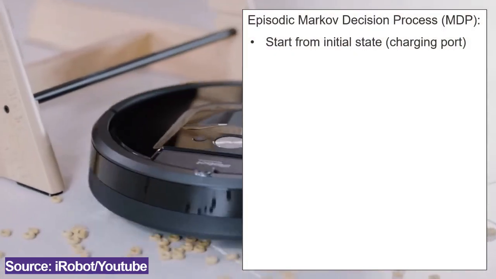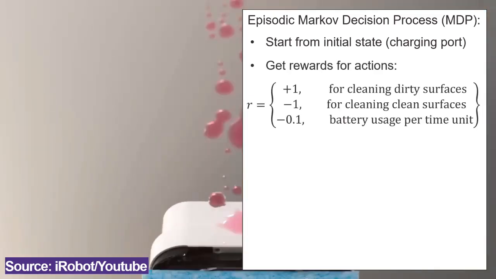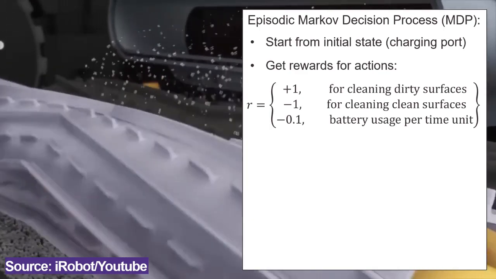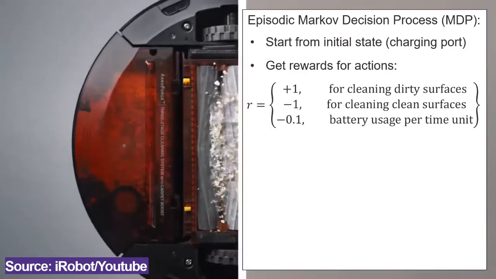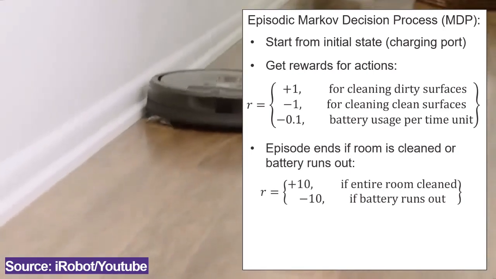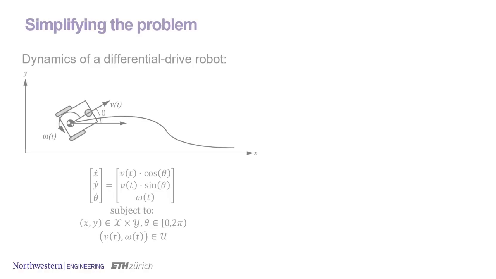From the initial state, the charging port, the robot gets positive rewards for cleaning dirty surfaces and negative rewards for recleaning previously cleaned surfaces. Additionally, a smaller negative reward can be used to penalize time or battery usage. The episode ends after the whole room is cleaned, which yields a high positive reward, or if the battery runs out after some fixed time, which yields a high negative reward.